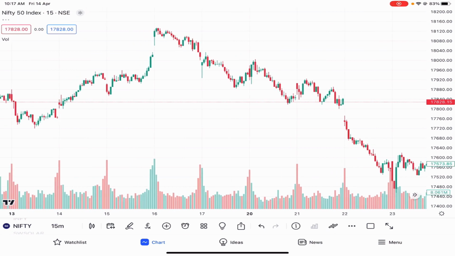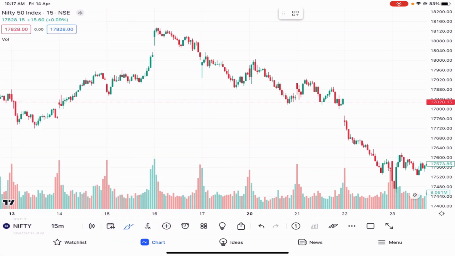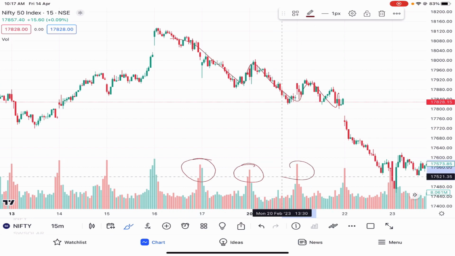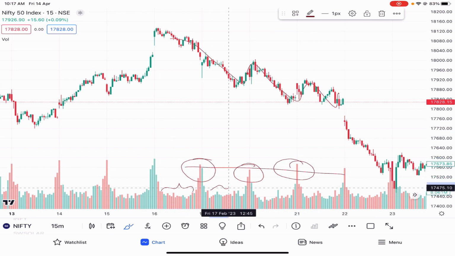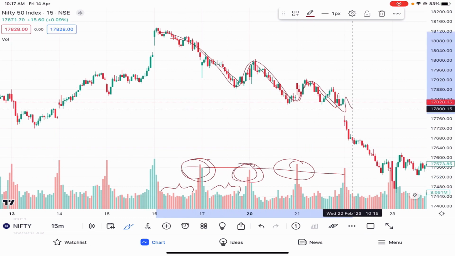Okay, look at this. So you have a downtrend over here, right? And you have high volumes. These high volumes, if you compare it with these and these, you see that these are high volume selling. So because of that, my downtrend continued.